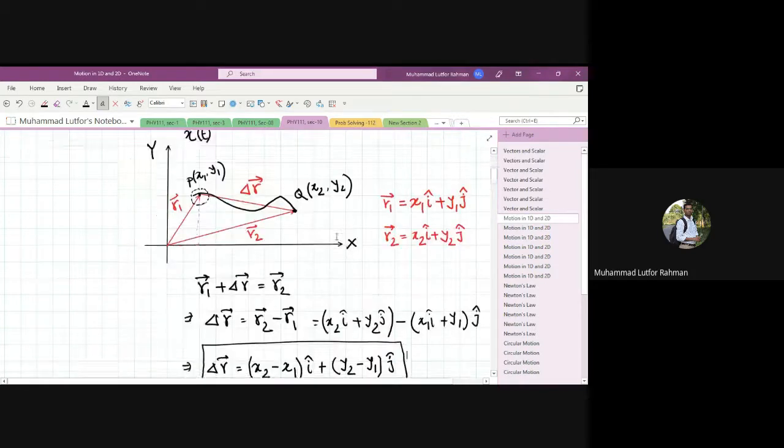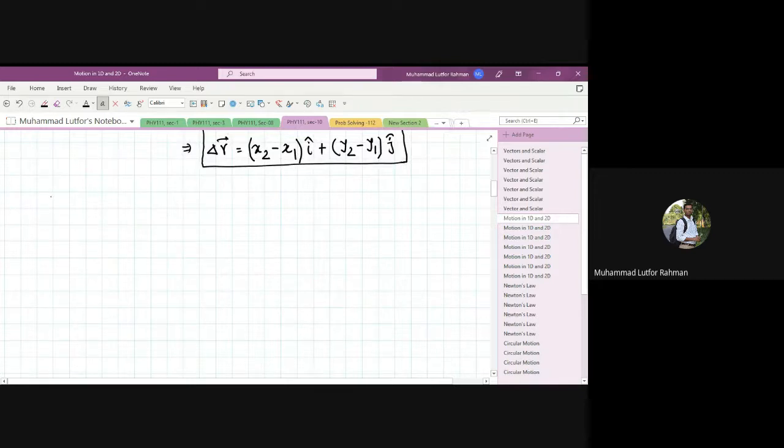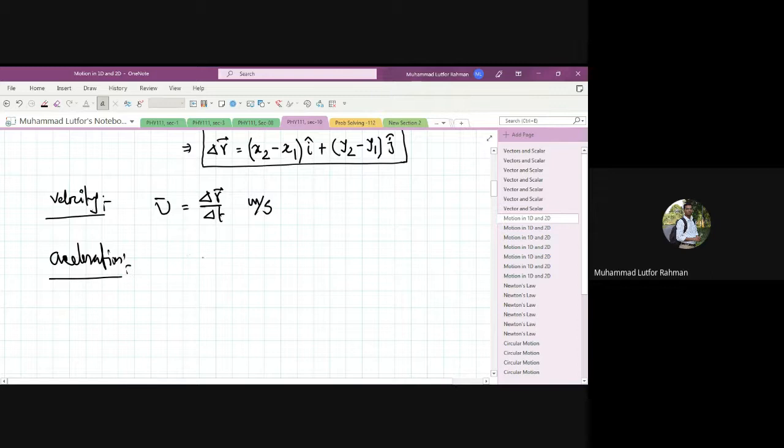Fine. Now, if I know that displacement, I'll be able to find the velocity of that particle or the car, right? Velocity we define as the rate of change of position with respect to time, which is del r over del t. So that unit will be meter per second. If we know that velocity, then we'll be able to find the acceleration of the system, because we define acceleration as the rate of change of velocity with respect to time, and the unit is meter per second square. That is the general way we define velocity and acceleration. So if I can find the position of that particle, I'll be able to find the displacement. If I know the displacement, I'll be able to find the velocity. If I know the velocity, then I'll also be able to find the acceleration of that system.